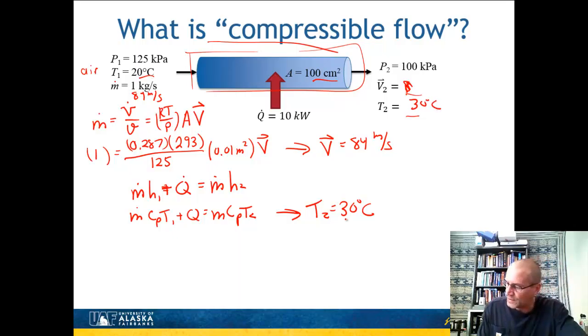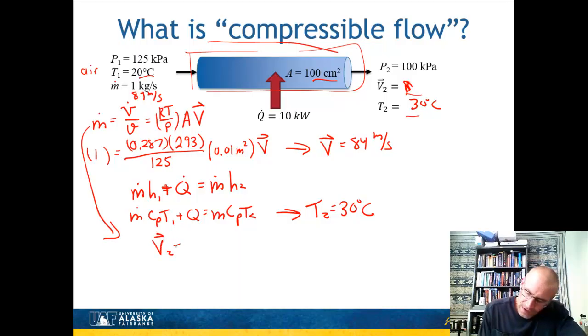Now that we know the outlet temperature, I can go back in and use my mass balance equation, now using T2, and find out what the outlet velocity is. The outlet velocity is slightly higher. It's 87 meters per second. All right, so why did I go through that? Well, if you look closely at this energy balance, you'll notice that I neglected the kinetic energy terms. There's no kinetic energy terms in there. Why did I neglect those?